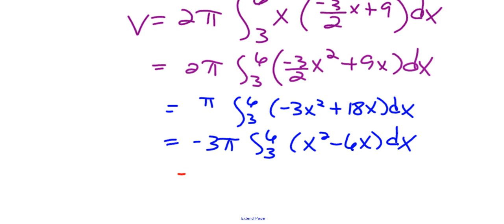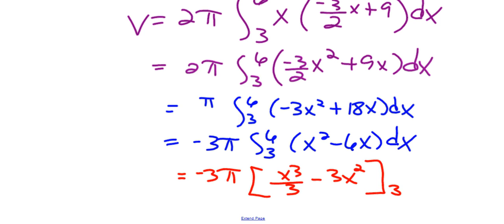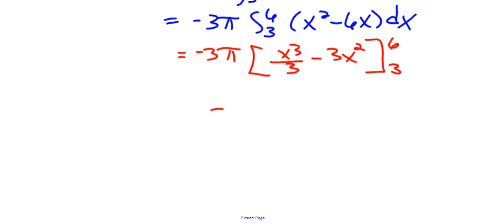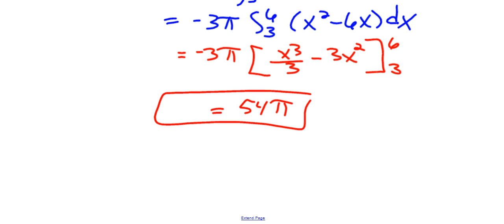So now finding our antiderivative, and then we're going to evaluate it from 3 to 6. And then doing our work here, we should get it down to that we have 54 pi as our volume.